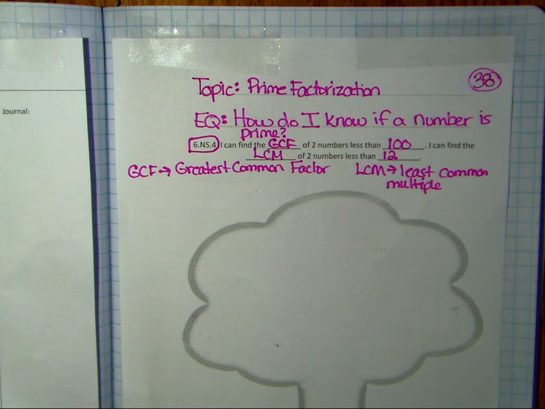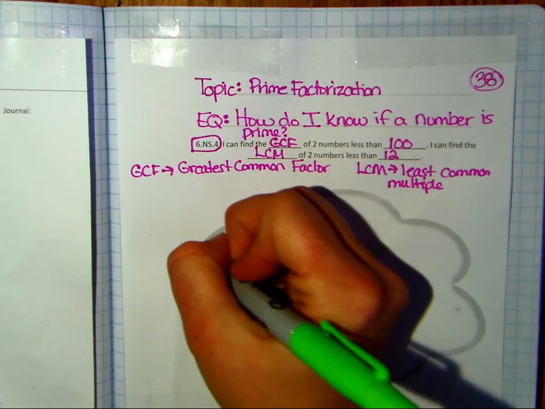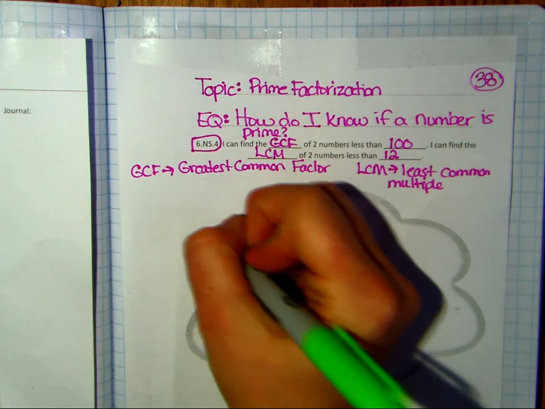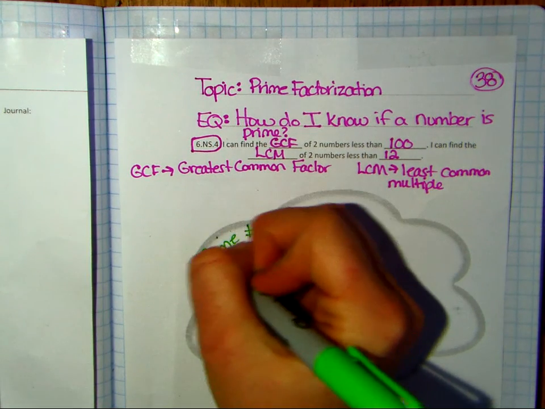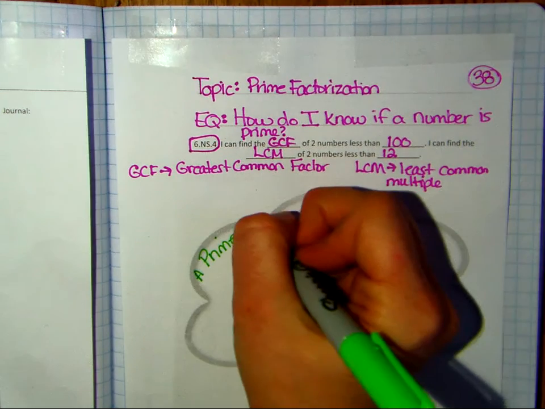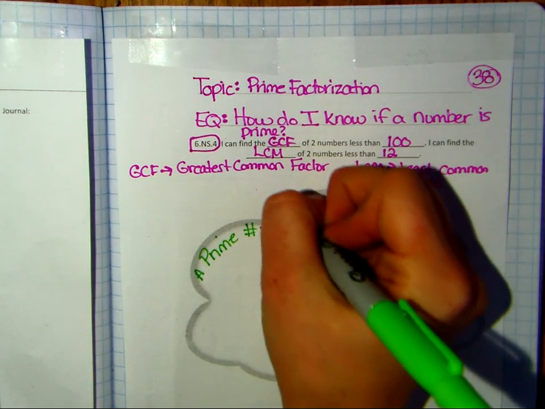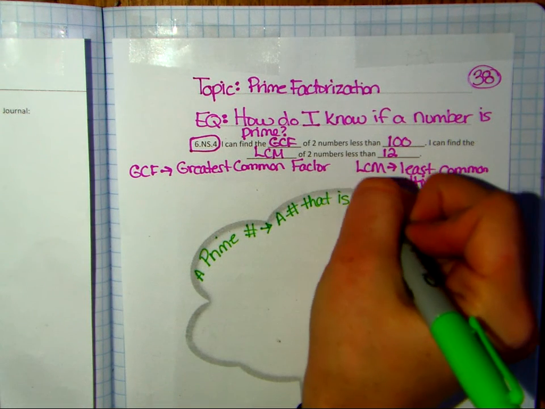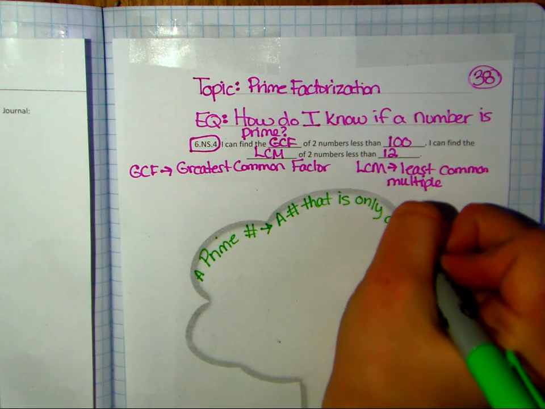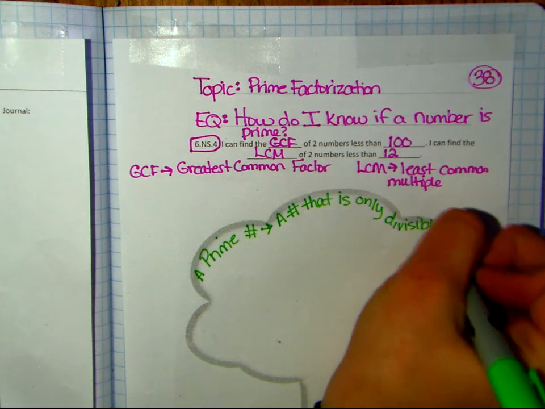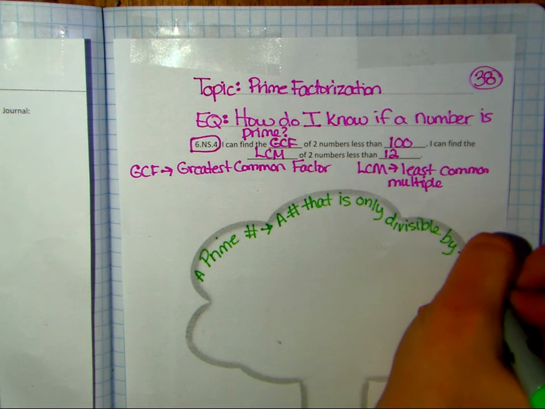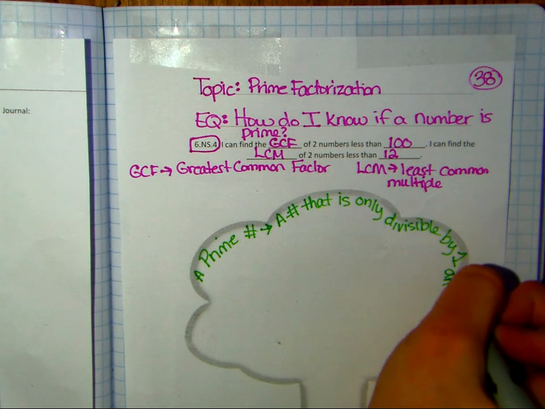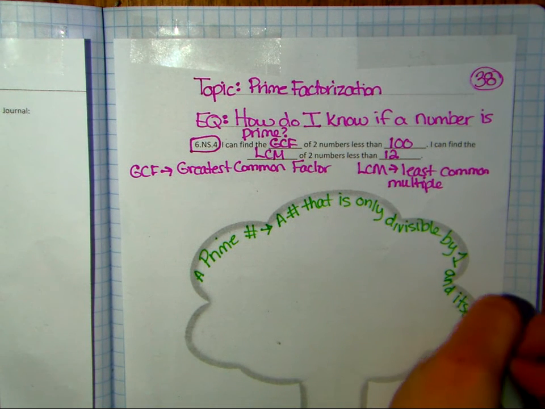Very good. So Amara said that a prime number, I'm going to abbreviate, a prime number is a number that is only divisible by 1 and itself.